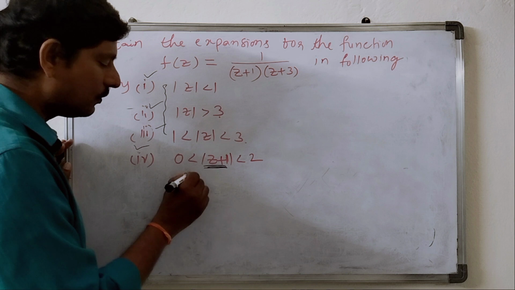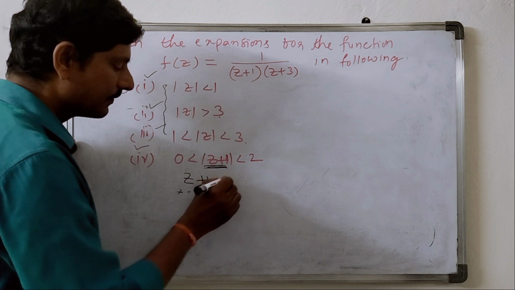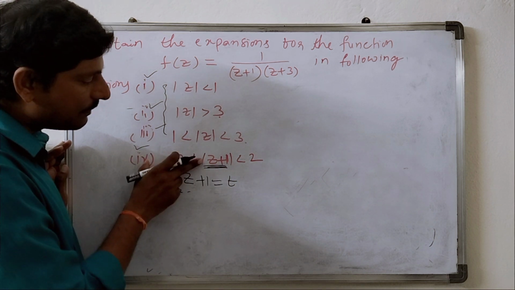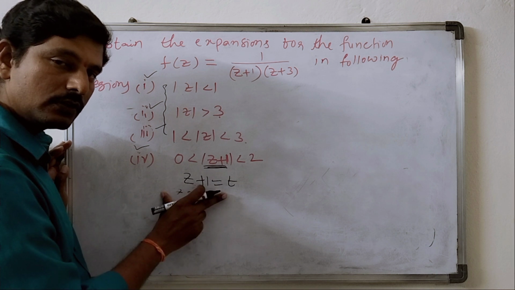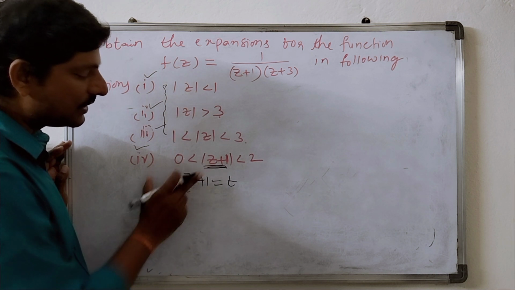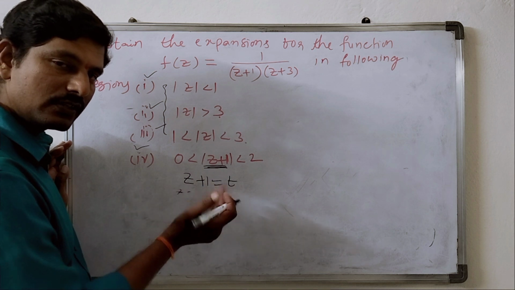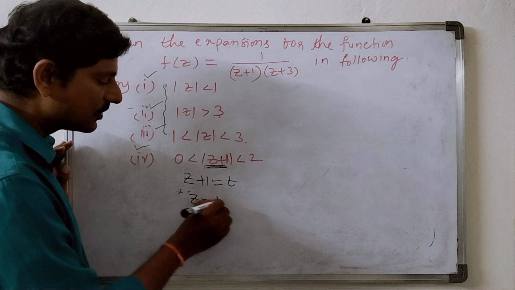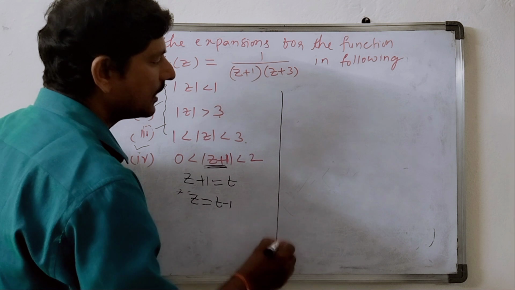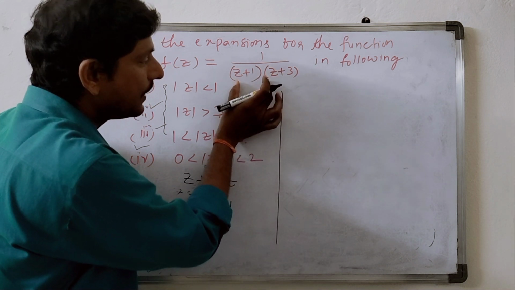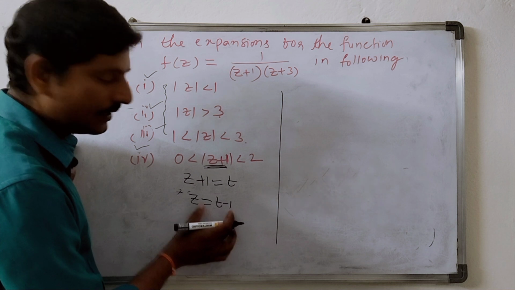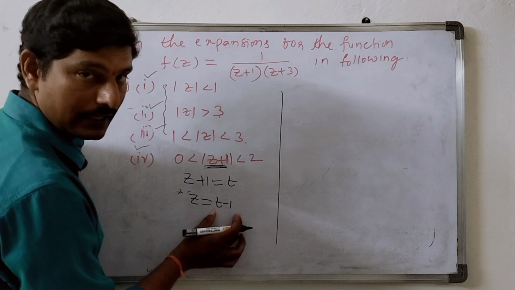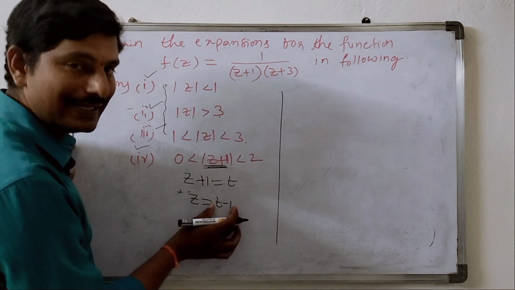So if you want to expand in terms of z plus 1, the rule is take z plus 1 is equal to t. If it is z plus 2, you take z plus 2 is equal to t. If it is z plus 3, you have to take z plus 3 is equal to t, obviously. So when z plus 1 is equal to t, then z is equal to t minus 1. That means after resolving it into partial fractions, in the place of z, you have to substitute t minus 1. Then the total expression changes to t terms, in the variable t.